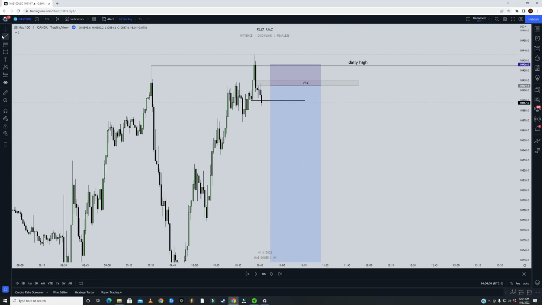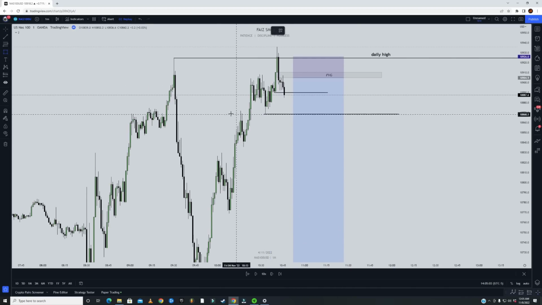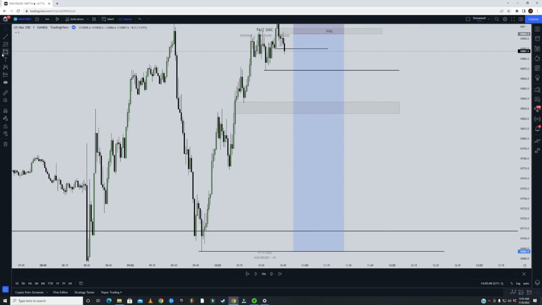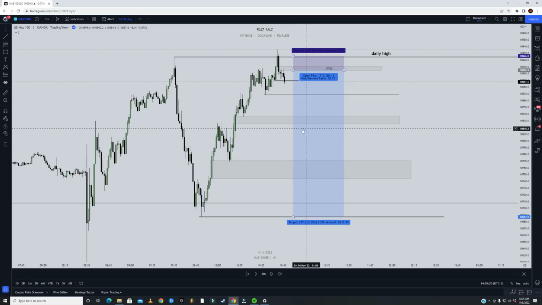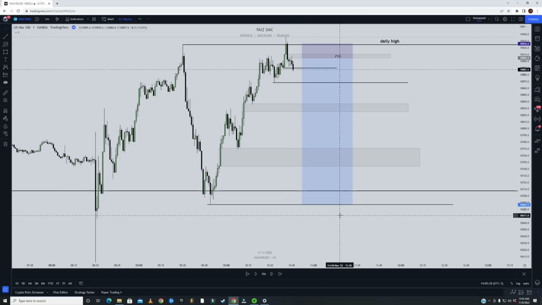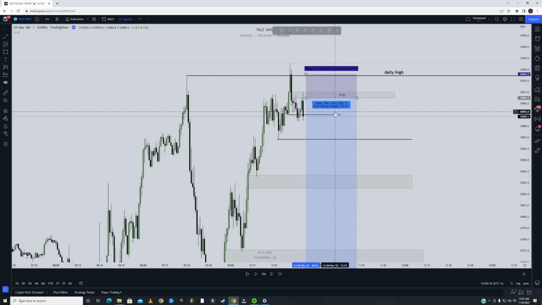Now, once this structure breaks, you will go break even. Then you want to mark out fair value gaps around here. You're going to take your partials here, then take some partials here, and then move your stop loss to around here. Once this structure breaks, you want to move it somewhere here above the lower high. So let's see how this plays out. We got our entry, as you can see.